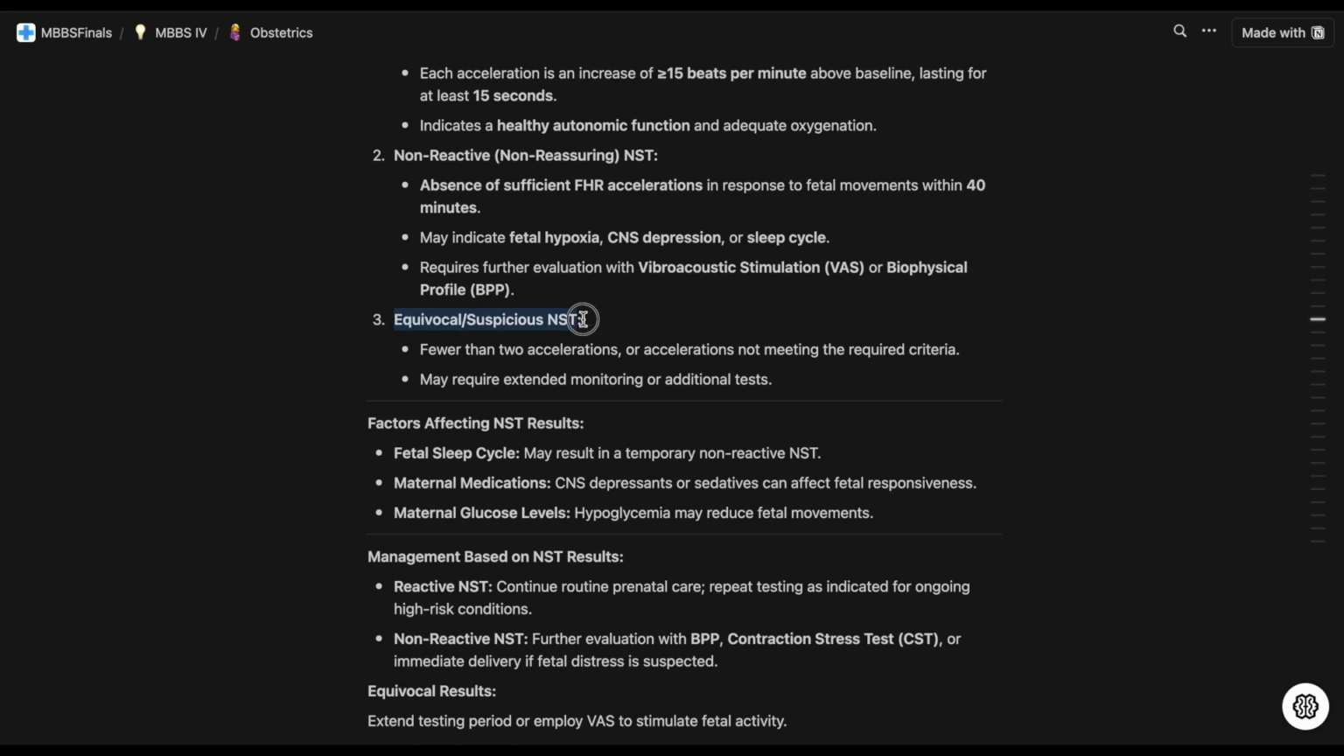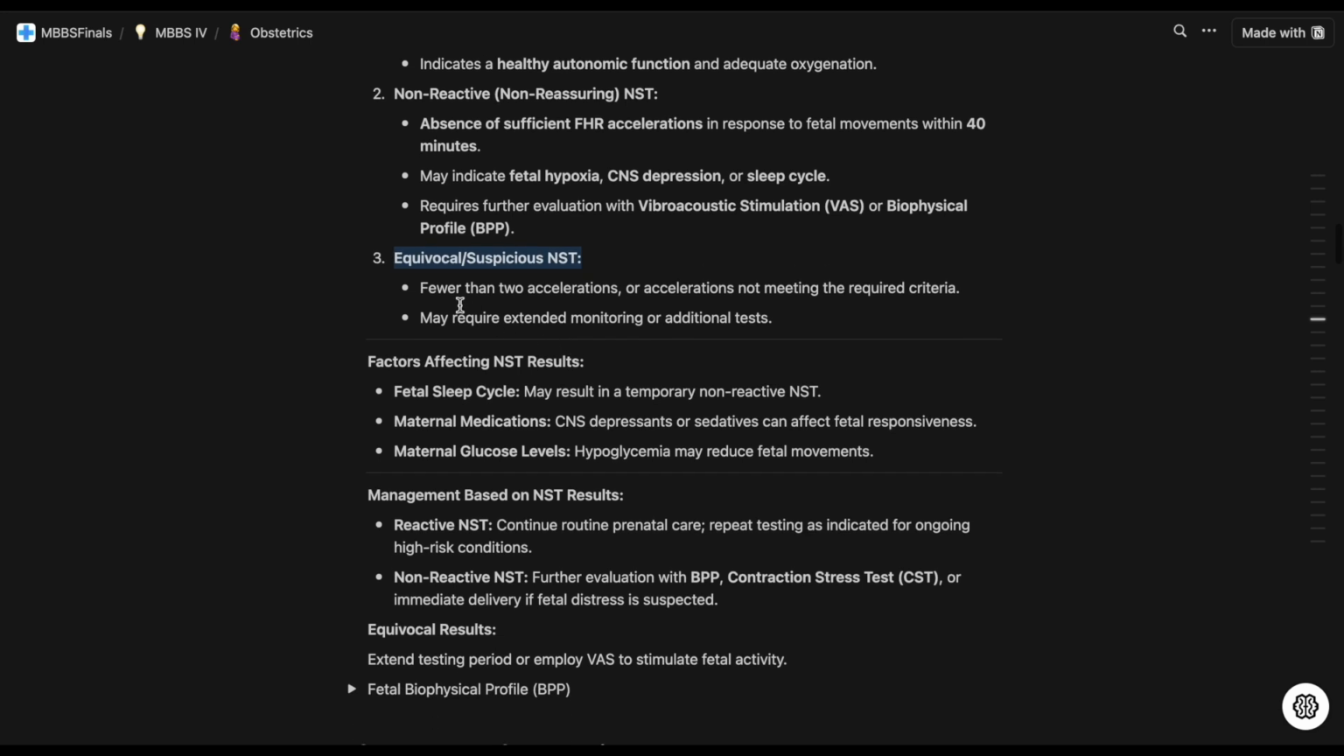3. Equivocal or suspicious NST. This is a gray area. Maybe we see some accelerations, but they don't quite meet the criteria. In this case, we might extend the test duration or repeat it after some time.